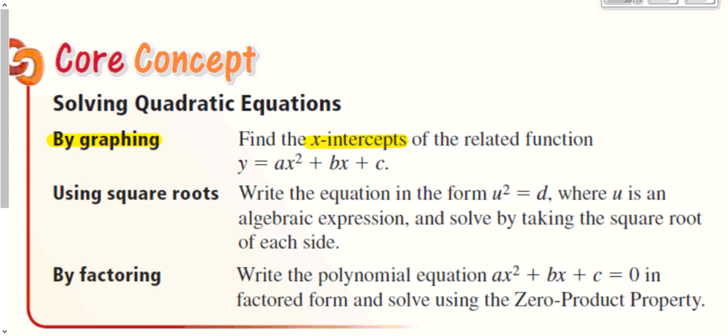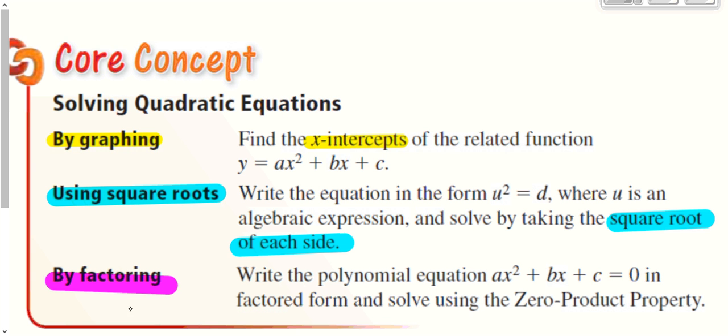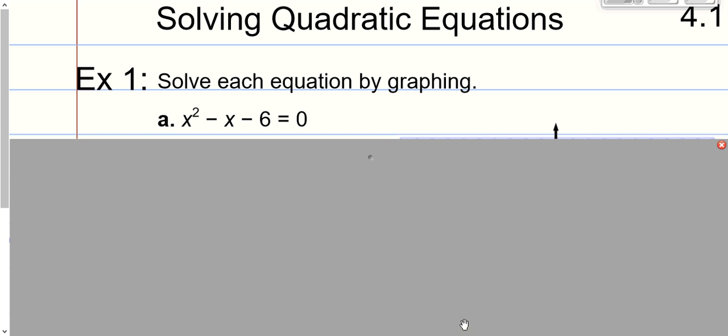The next method is going to be using square roots. Using square roots, we are just going to solve, and we're going to take the square root of each side. And lastly, it is factoring. So factoring we'll get into a little bit later, but we're going to write the equation in this form: ax squared plus bx plus c equals 0, and we will factor from there. All right, so just some highlights there.